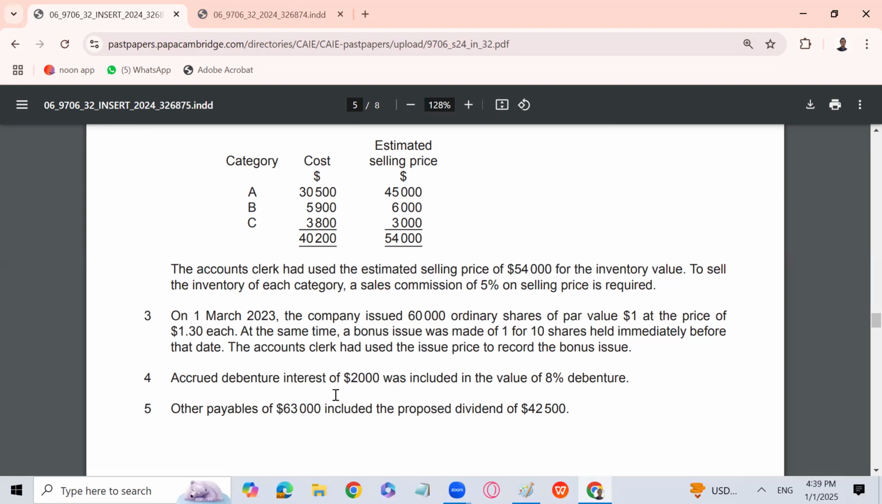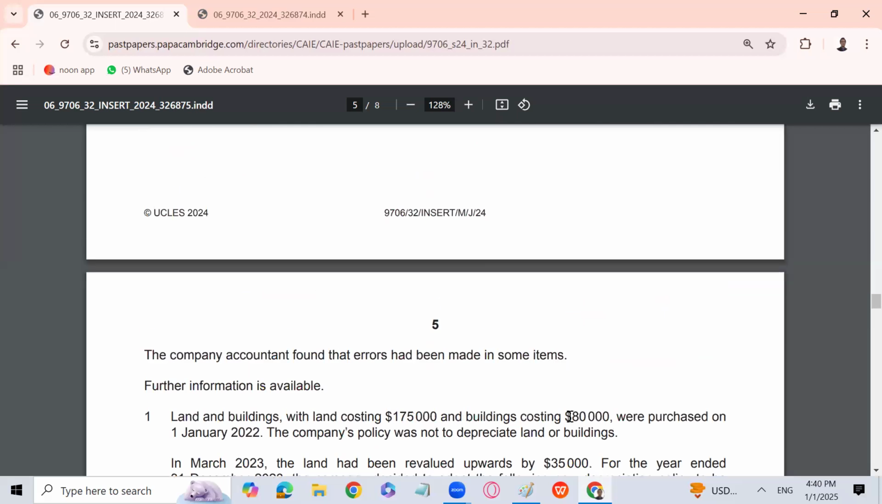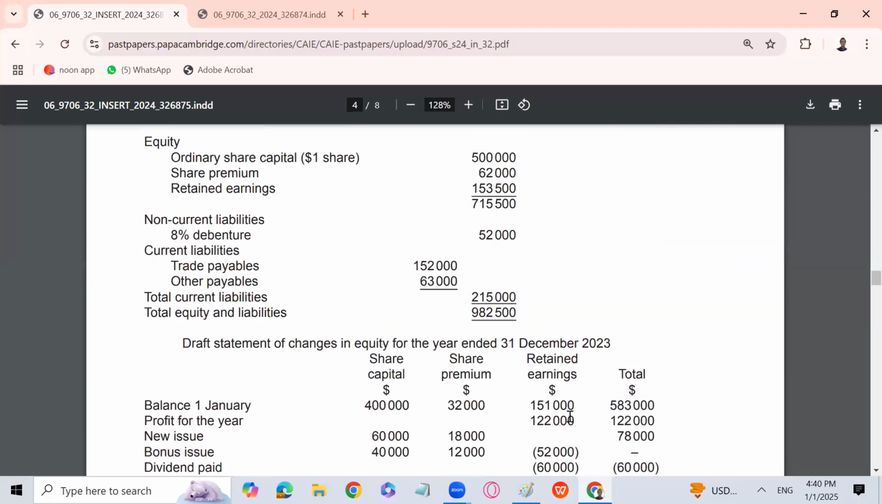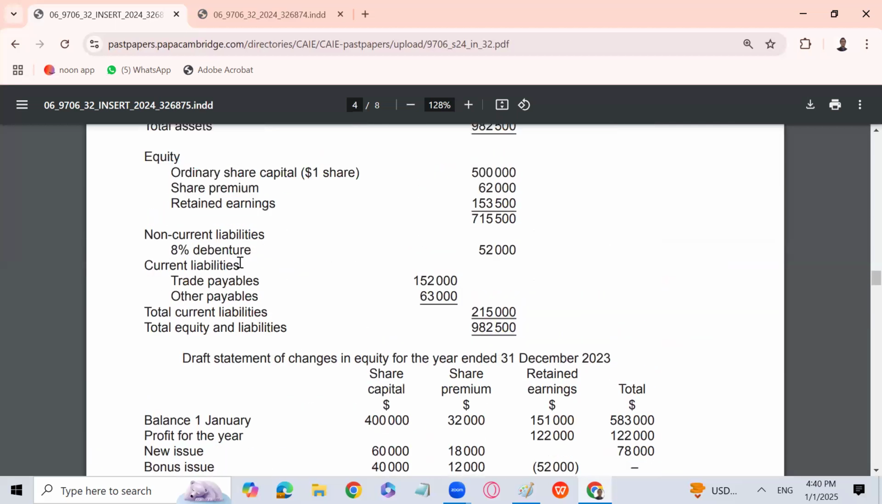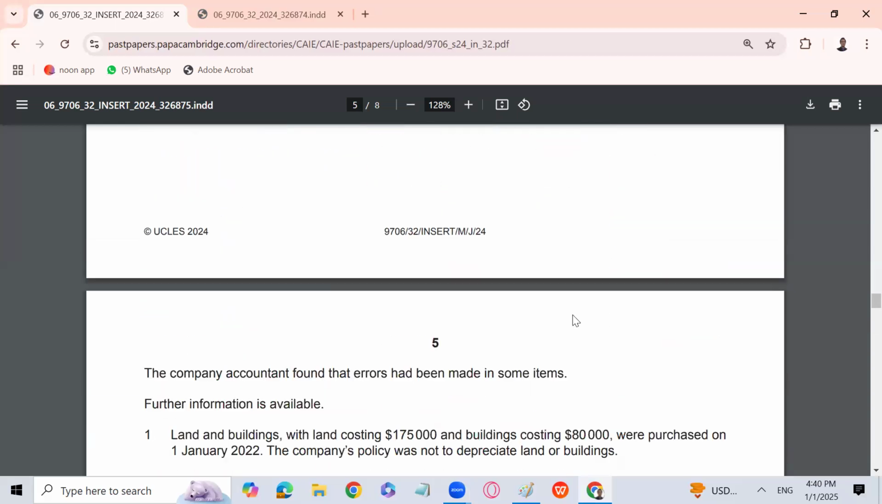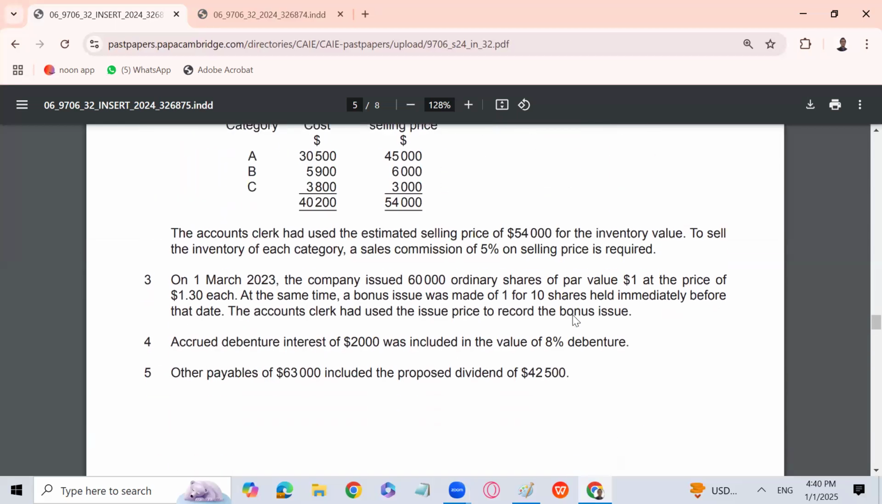Accrued debenture interest of 2,000 was included in the value of 8% debenture. So obviously, accrued debenture interest is a current liability. It should not be recorded with the debenture. So we will subtract the amount from debenture and write it in the current liability. Like, see, the 8% debenture is written 52,000. It is 50,000. 2,000 should come in other payables because it's a current liability, right? Then we have other payables of 63,000 which included the proposed dividend.